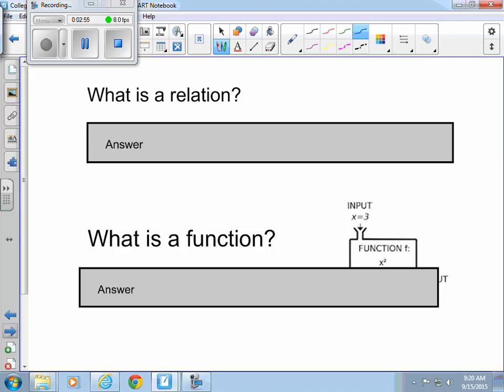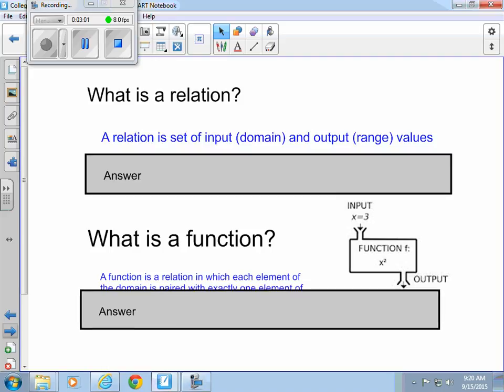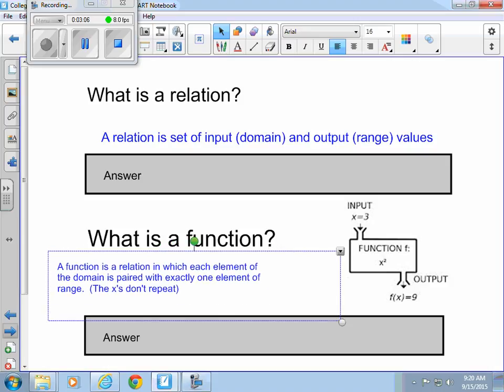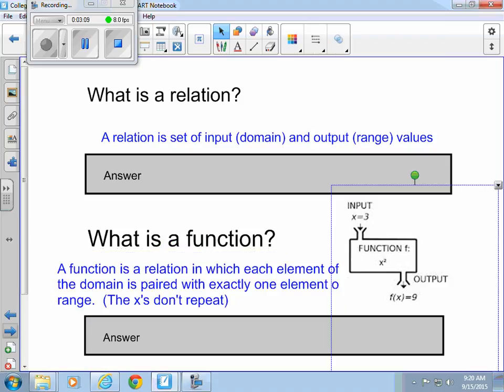So the first thing we're going to do is define a relation and a function. So a relation is a set of input and output values. Any set of input and output values. Height, shoe size, time, distance, any two things that we relate together is called a relation. There are no rules on a relation. It can be anything. Any x and y paired together.